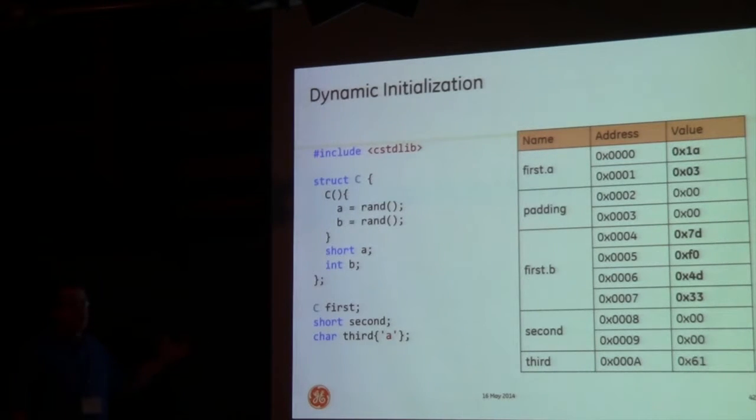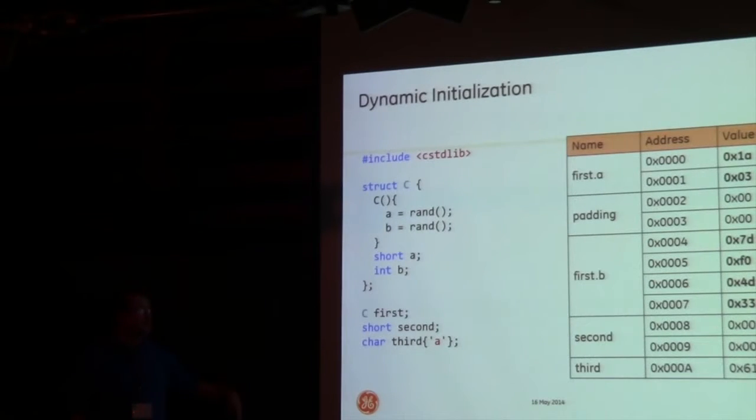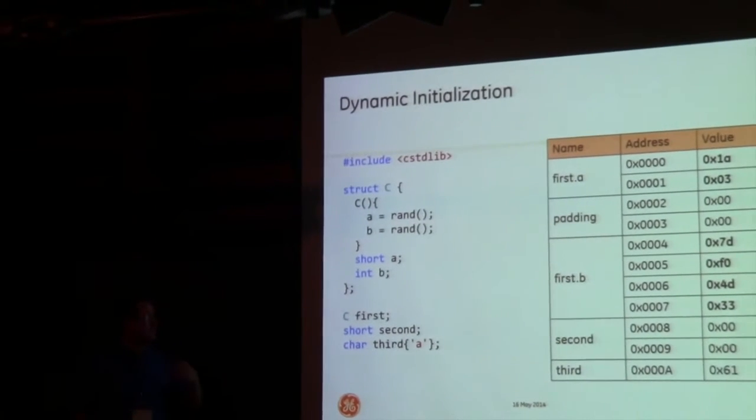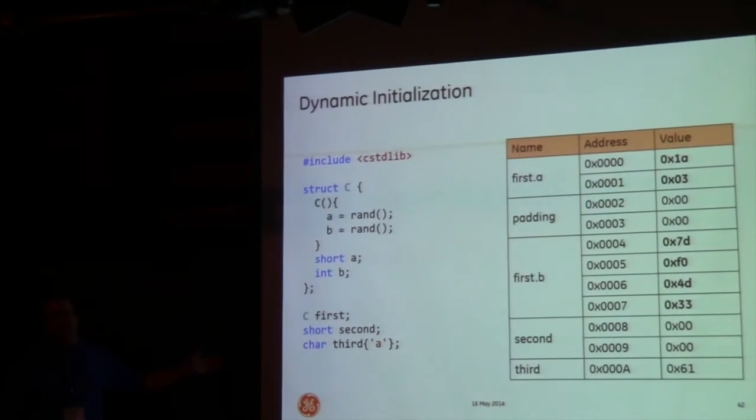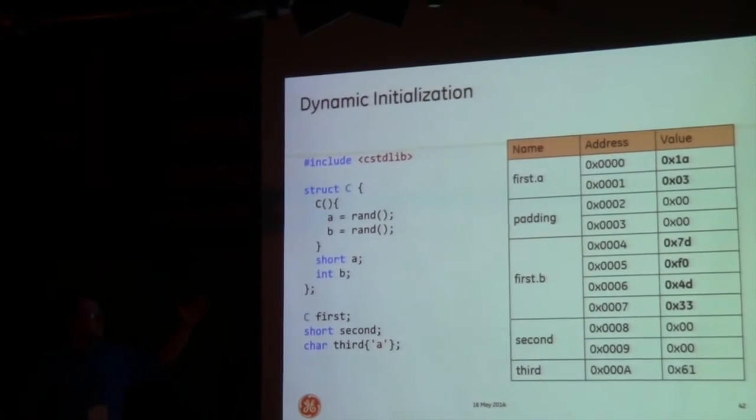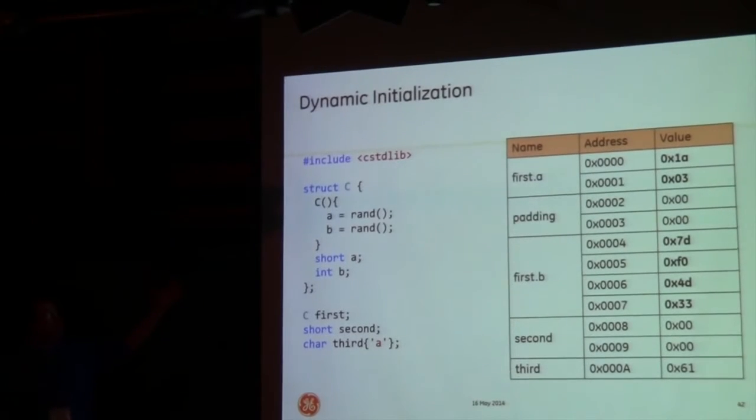So dynamic initialization goes through, and this generally has to happen at runtime. It actually runs the constructors. In this case, short doesn't have a constructor. It's zero initialized, so dynamic initialization doesn't touch it. Third's already been statically initialized. It doesn't need to be initialized. So the only thing here is first. First has a constructor. The constructor just assigns a random number to its two members.